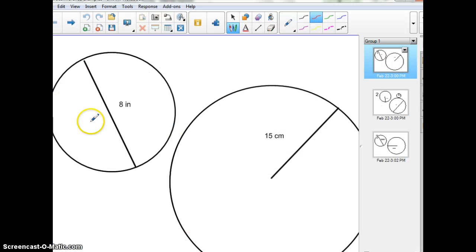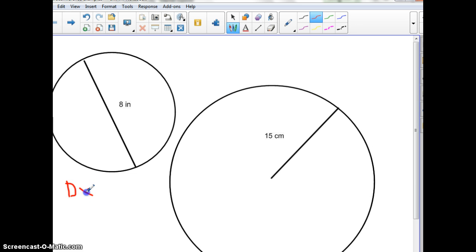Let's take a look at some examples here. Okay, here we go. To find the circumference, or the distance around this whole circle, we're going to take the diameter times 3.14. So using my calculator, 3.14 times 8, the answer is 25.12 inches.